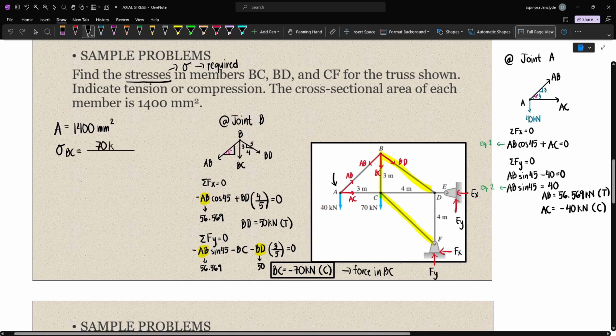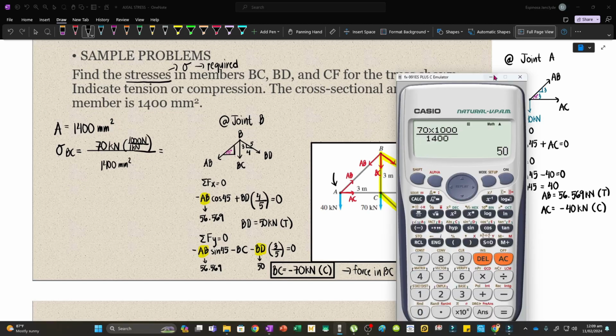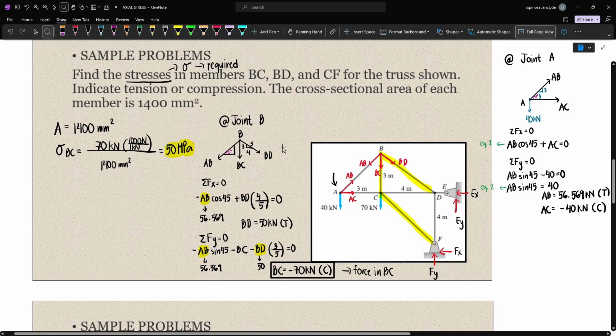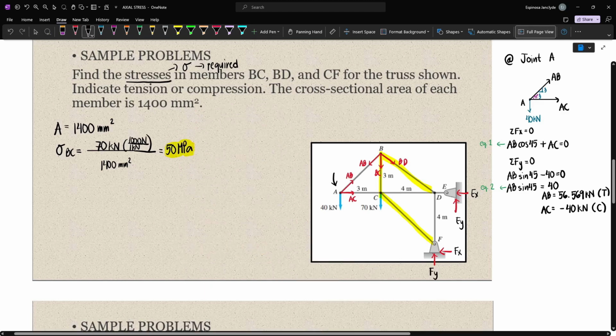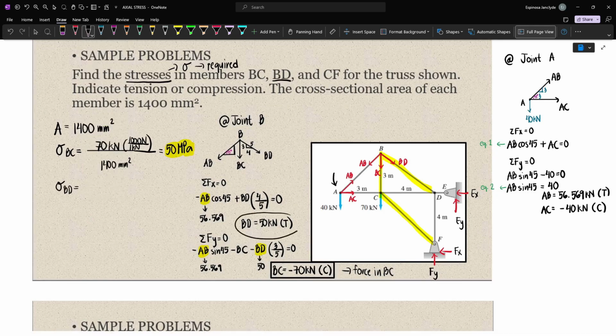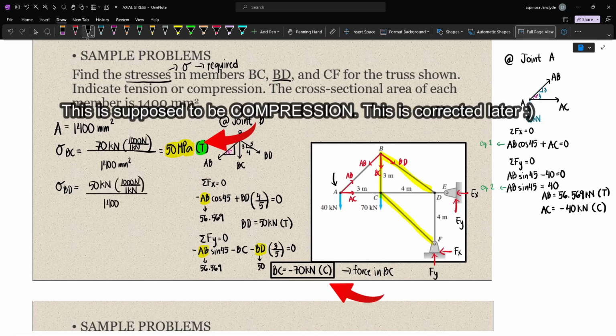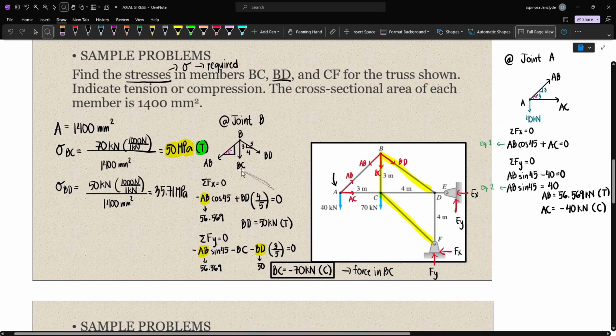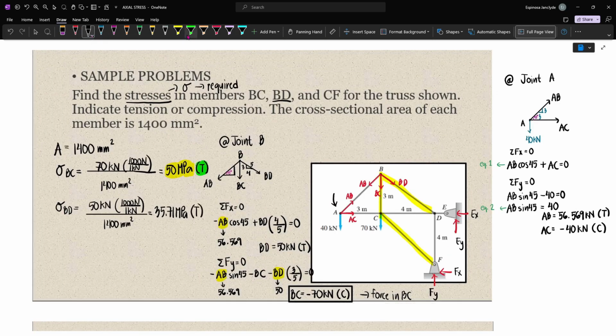And so solving the stress in BC, we have 70 kN times 1000 to convert that to newtons, divided by 1400 mm squared, which is 50 Newton per mm squared, which is just equal to MPa. So this is essentially 50 MPa. Now, for the stress in BD, we will just use what we solved. We identified that BD is 50 kN and tension. So that's 50 kN times 1000 divided by 1400 mm squared, which is just 35.71 MPa.